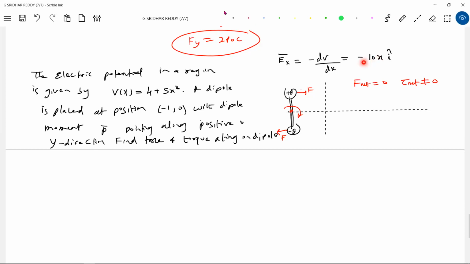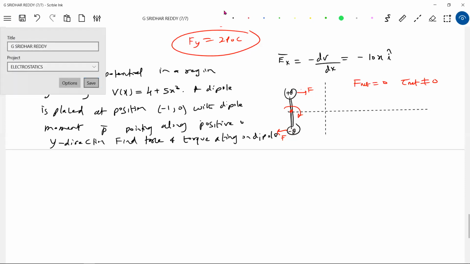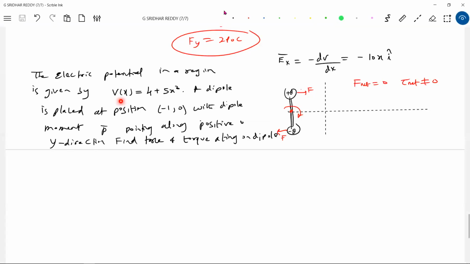Put x equal to -1. The field here will be towards the right. So positive charge will experience force towards the right, negative charge towards the left. Simple objective question, very troublesome for students because they ask what to do with the potential. Okay, from potential get the electric field, the dipole is present in the electric field, and analyze it.